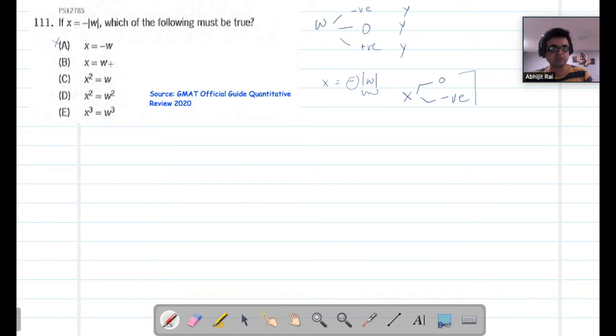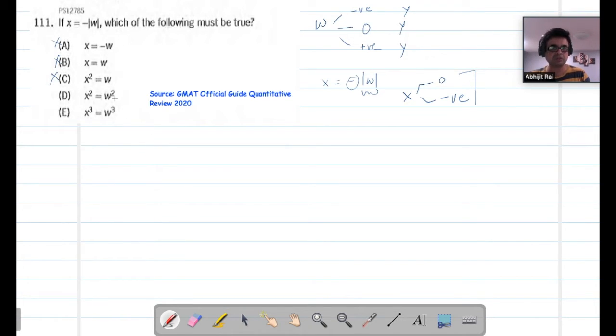X equal to w has a very similar connotation because if w were positive, x would become positive, and we have come to the conclusion that x cannot be positive. So this goes out as well. X square equals w. This relation is not given. Kind of out of the scope, we can just ignore it.